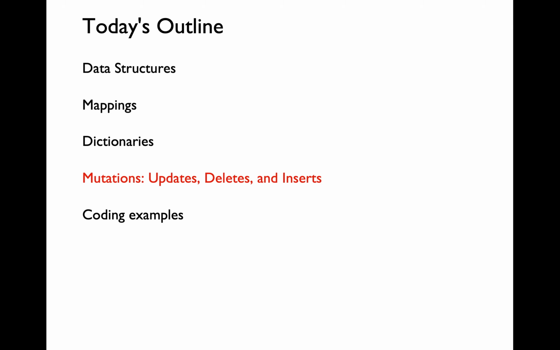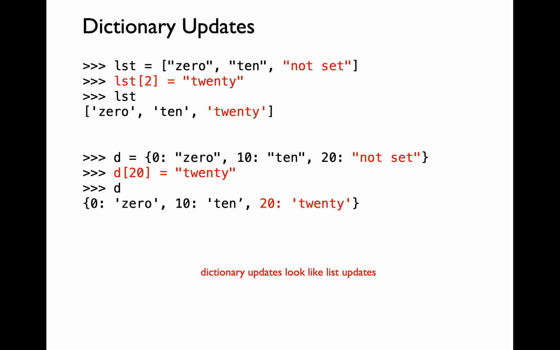Let's learn various mutation operations with respect to dictionaries. The first operation that we are going to learn is the update operation. I have a list example on the top and a dictionary example on the bottom. We are defining a variable lst, which is storing a list of 3 string values. Those values are 0, 10, and not set. Recall that you can simply use indexing to update an existing index position value within a list. Let's say that we want to change item number 3 here to string 20. We can simply do that by saying lst of 2.